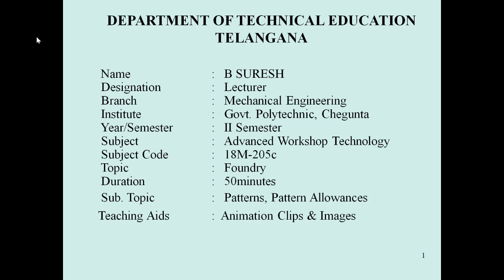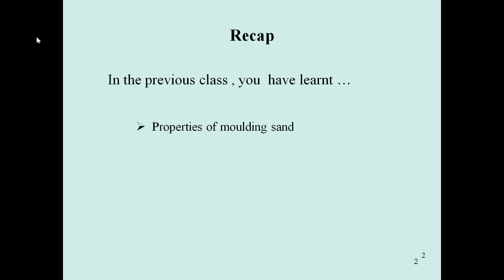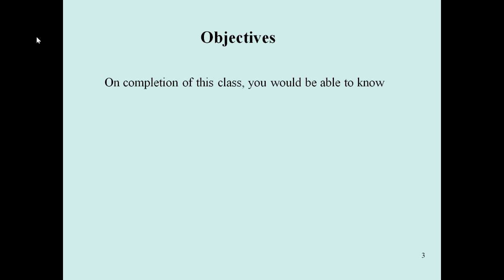Today's topic I have chosen from Foundry. The subtopics are patterns, pattern allowances, and the color codes, etc. These are the topics we discussed in the previous classes: properties of molding sand, types of molding sands, ingredients in molding sand, and also hand molding tools used in foundry.